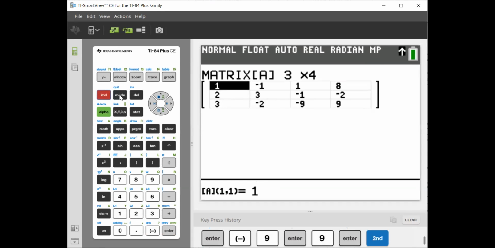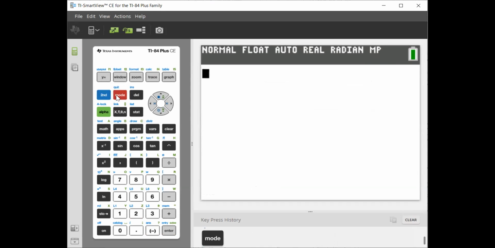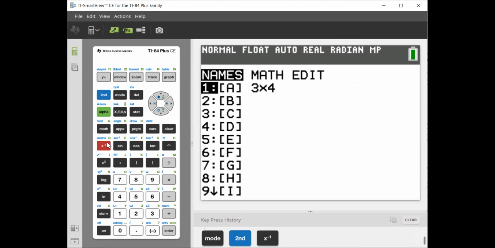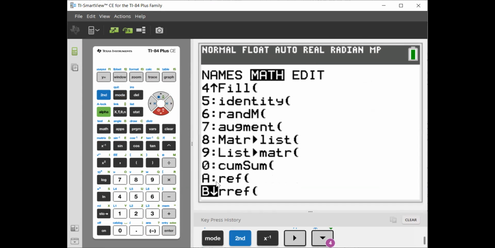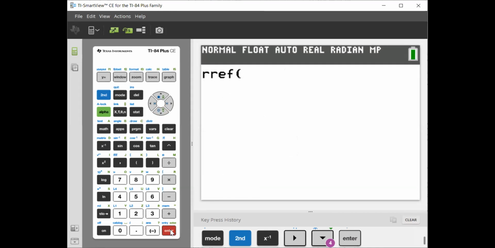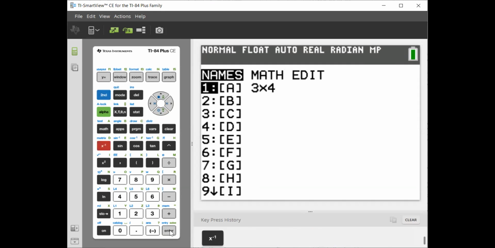You're going to clear this, quit out of that screen, and then go to the matrix screen again. And we're going to go to math and go all the way down to B, RREF. This stands for reduced row echelon form. And what this does is it reduces our matrix so that we can find out what our solutions are. So we pull out the function RREF, and then we have to call back our original matrix. It was A, so we're going to select A.